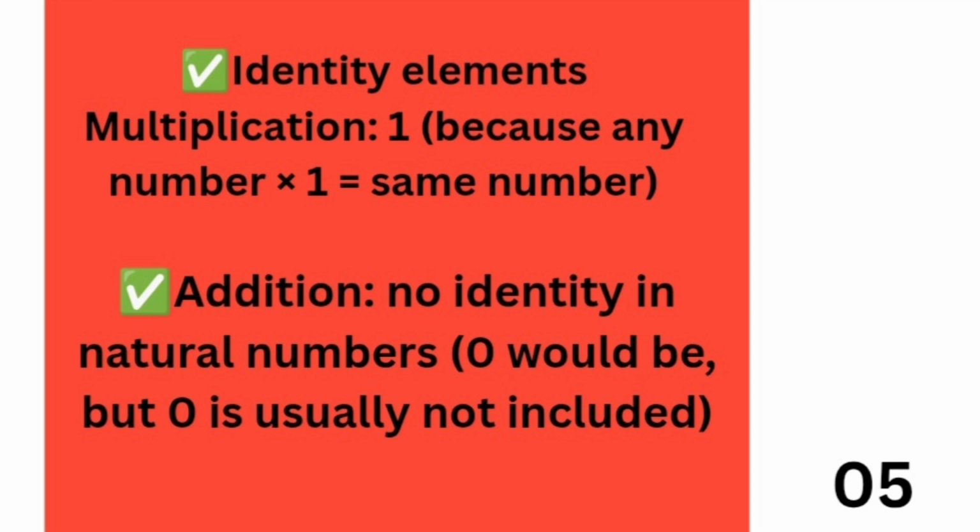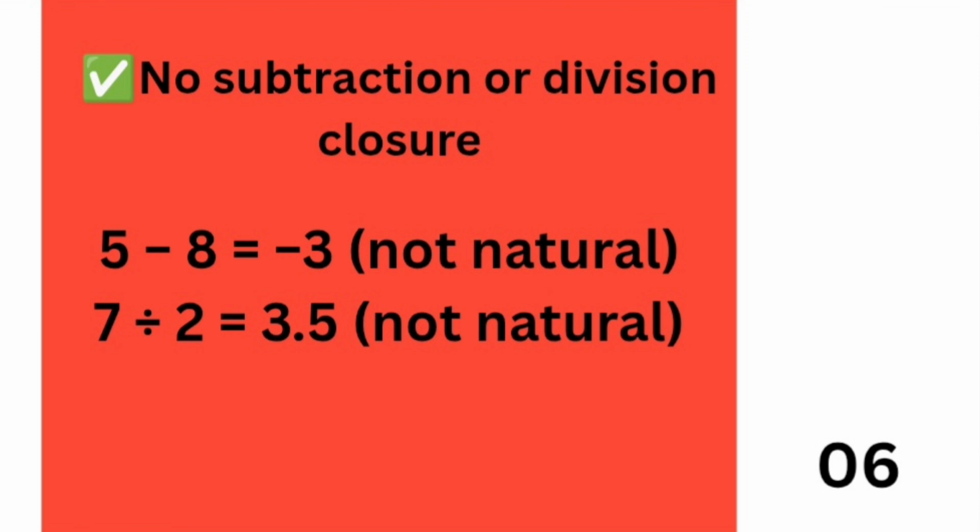Addition, no identity in natural numbers. 0 would be, but 0 is usually not included. No subtraction or division closure. 5 minus 8 is equal to negative 3, not natural. 7 divided by 2 is equal to 3.5, not natural. 5 best and most illustrative examples of natural numbers in real life.